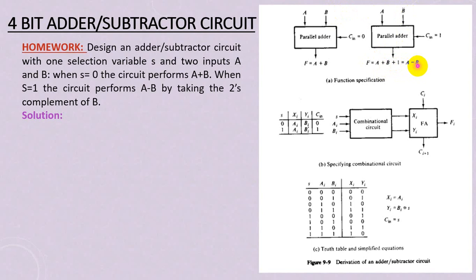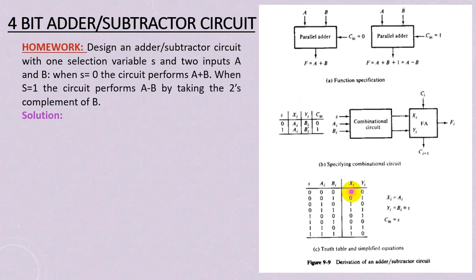So what we are going to do, when s equal to 1, we will modify b to b bar. And when s equal to 0, we will not modify b. Clear? So in that case, we will get addition, and if we modify b to b bar, and when carry in equal to 1, we will get subtraction operation. So this is our truth table. When s equal to 0, this is a and b.